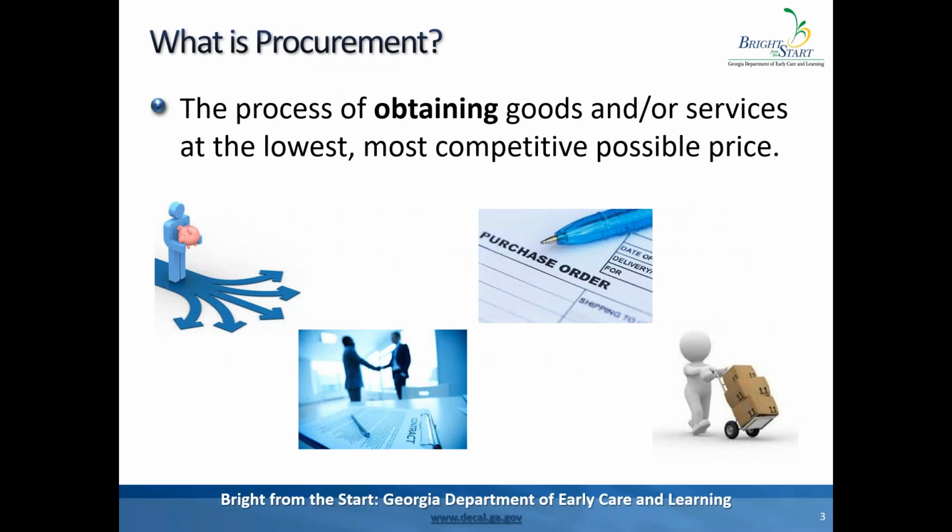So let's get started. What is procurement? The definition of procurement is the process of obtaining goods and or services at the lowest, most competitive price possible. When thinking of procurement, I like to think of it in terms of what we do on a daily basis, how we purchase our household products, the items that we need in our personal lives, comparing prices, and purchasing at the lowest price possible from whom can provide exactly what I need.